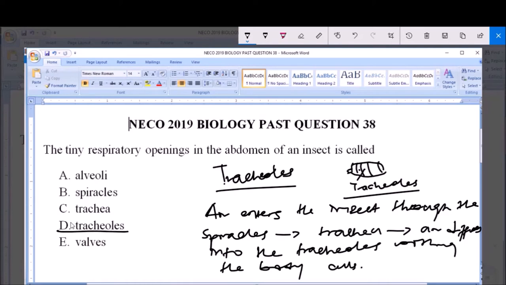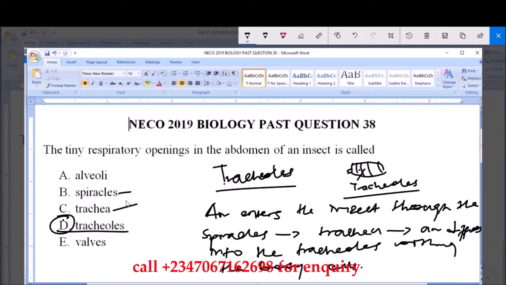Like I said, air enters through the spiracles, then goes into the trachea of the insect, and then diffuses into the tracheole ends within the body cells, and then goes into the environment.